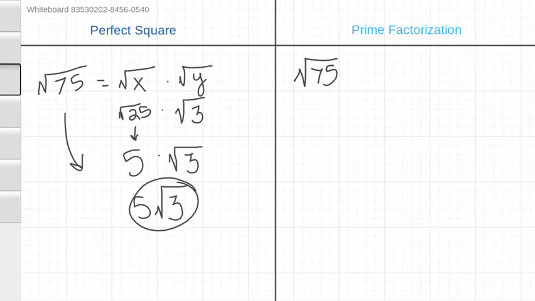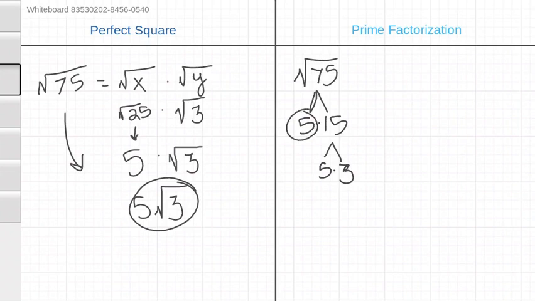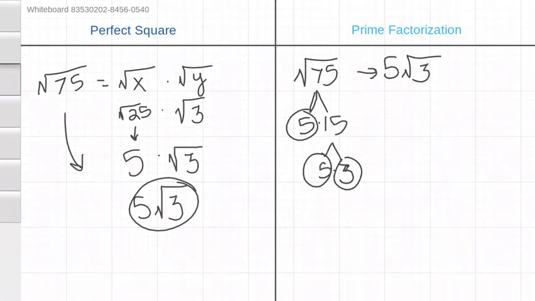First, we find the factors of 75. We could pick any factors, so let's pick 5 and 15. Now that we have the factors, are all of them prime? No. 15 can be broken down into 5 and 3. So now all of our numbers are prime. So now we would circle our prime numbers just to keep it a little bit more organized, and we would try to find our pairs. There are two 5s, so the 5 would come out of the radical sign, and the 3 would stay in.